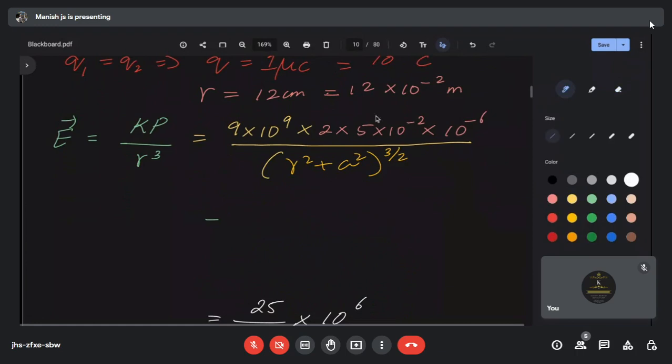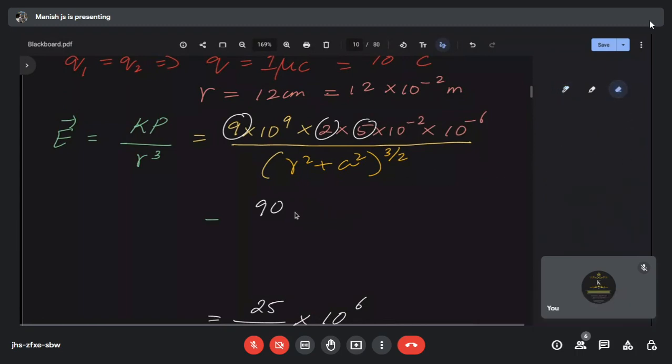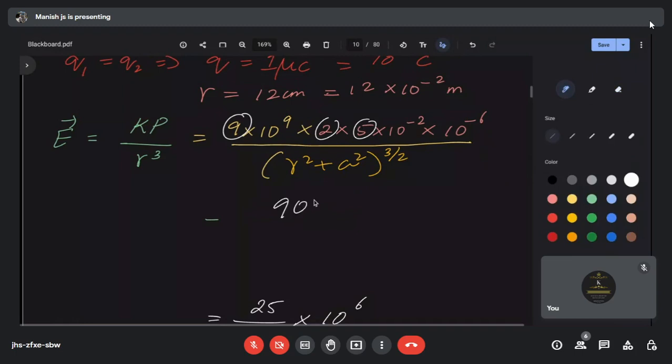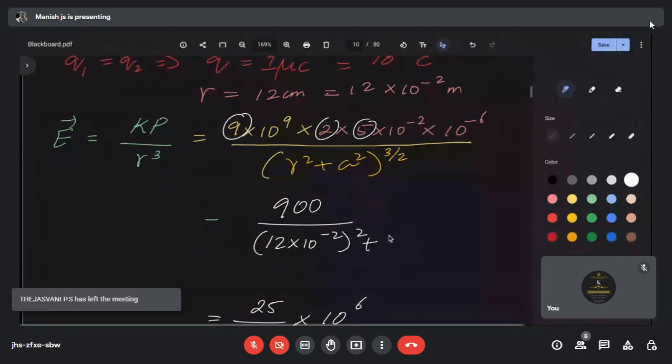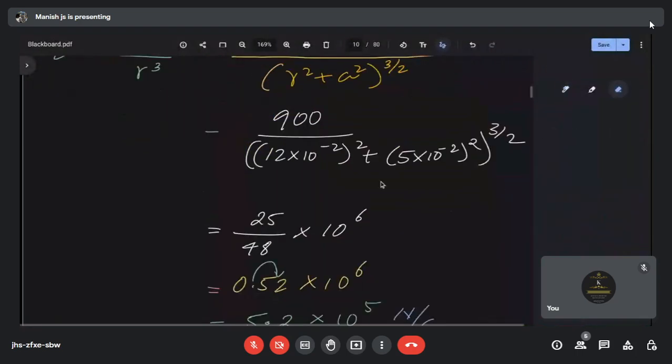So R value is 12 into 10 power minus 2. So in that case, 9 into 2 into 5 into 10 to the power of 1. 5 times 10, 10 times 9 is 90 into 10 to the power, இங்கே 1 சொல்லியிருந்தீங்க, so 900 வரும் மேலே, isn't it? So you get 900 on the top divided by R square. R square is 12 into 10 power minus 2 the whole square plus A square. A square value 5 into 10 to the power minus 2 the whole square. இது whole to the power 3 by 2. இதுதான் நம்ம பண்ணோம். So if you do that, what are you getting?